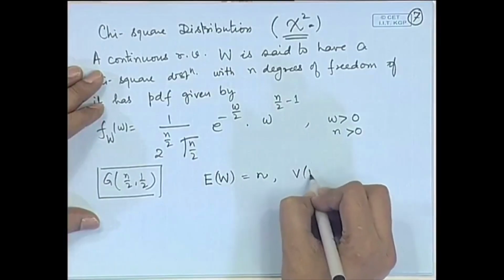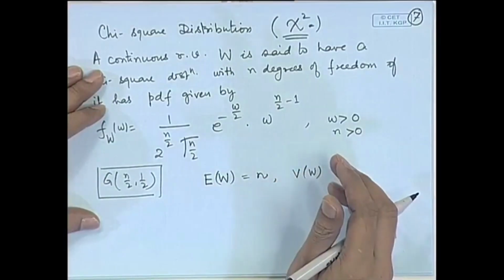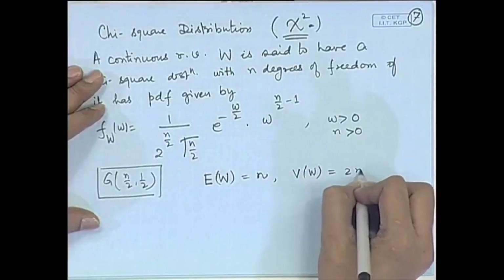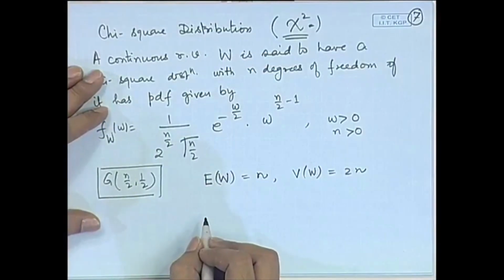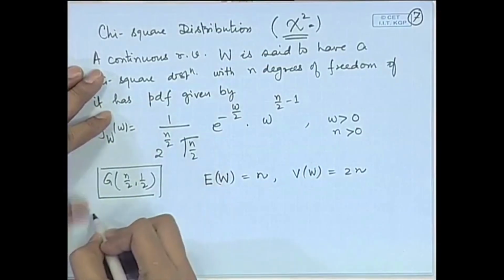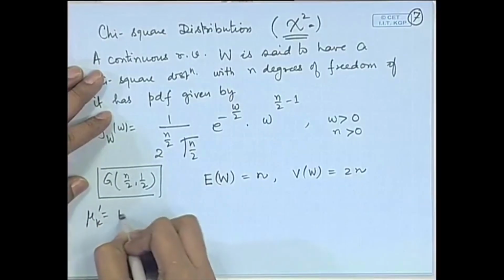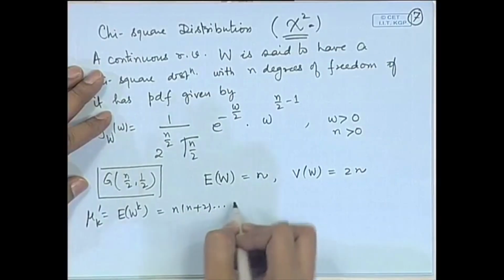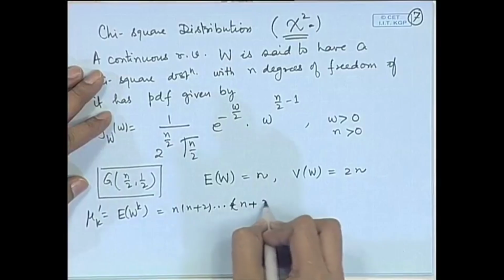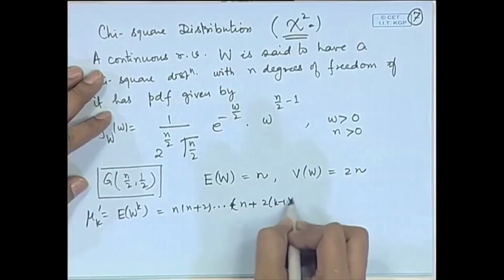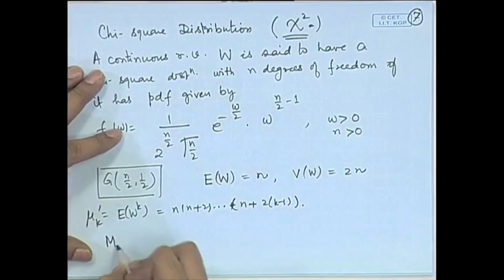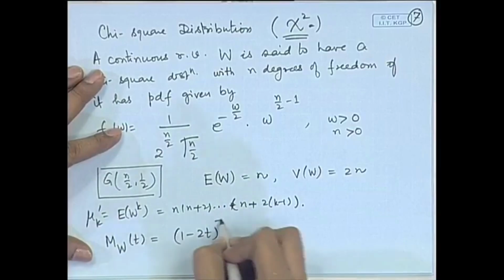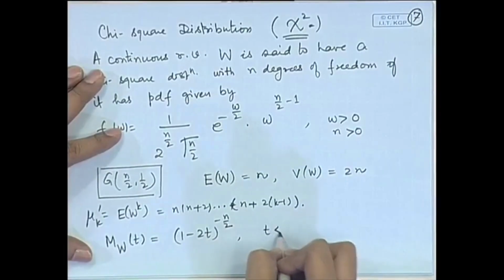Similarly, if we look at the variance, in the gamma distribution the variance was r by lambda square. So, it becomes n by 2 divided by 1 by 2 square, that is equal to 2n. So, that is 2 times the degrees of freedom. We may write a general term like mu k prime, that is equal to expectation of W to the power k, that is n into n plus 2 and so on up to n plus 2 into k minus 1. We may look at the moment generating function, that is equal to 1 minus 2t to the power minus n by 2. This is valid for t less than half.